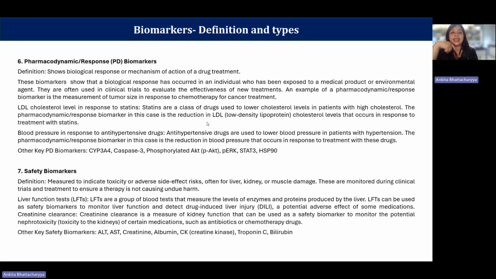Another example is LDL cholesterol levels in response to statins. Statins are a class of drugs which are used to lower cholesterol levels in patients that have high cholesterol. The pharmacodynamic or response biomarker in this case is a reduction in LDL, or low density lipoprotein, cholesterol levels that occurs in response to statin treatment.